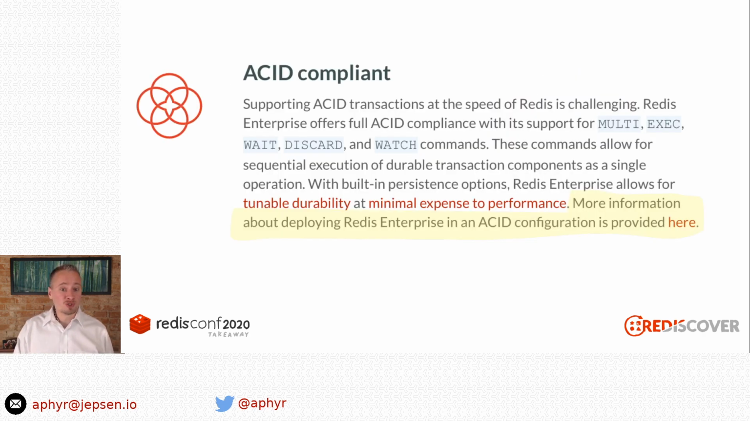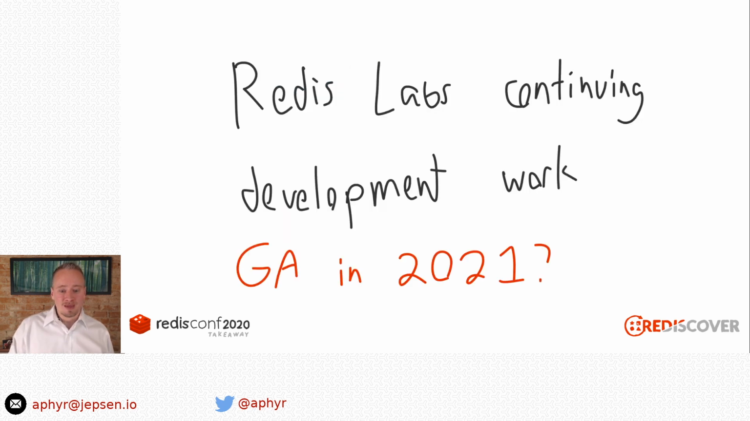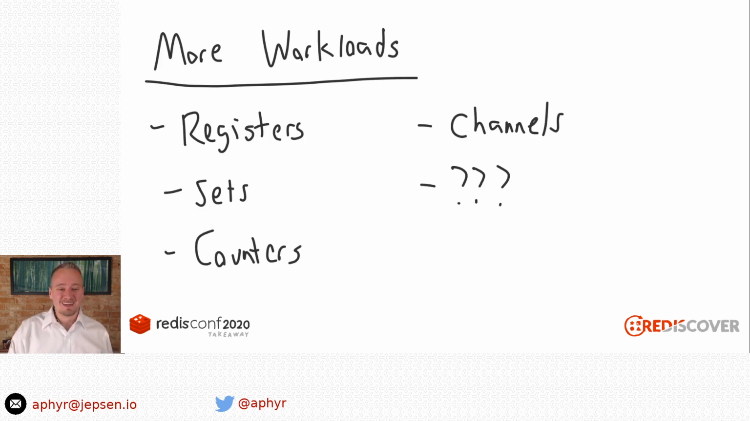And they've also changed the web page for Redis Enterprise now. So there's a little link that says more information about these ACID guarantees is available here. And there's a blog post that talks about what you have to do to get ACID, which is don't replicate. Redis Labs has a bunch of development work to do, and we'll probably be coming back to do even more Jepsen testing going forward. And Redis Labs is going to be targeting GA in 2021.